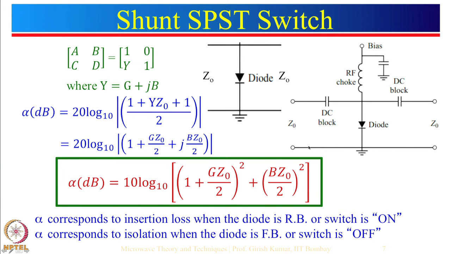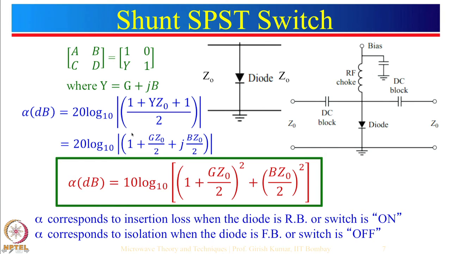Let's see another configuration where the diode is used in shunt configuration. This is known as the shunt SPST switch. Now this can be modeled as a shunt admittance, and we know that for a shunt admittance the ABCD parameters are given by 1, 0, Y, 1, where we can represent Y as G plus jB. By using the same concept, we can find the insertion loss or isolation using the same expression, which is given by alpha in dB is 20 log 10.